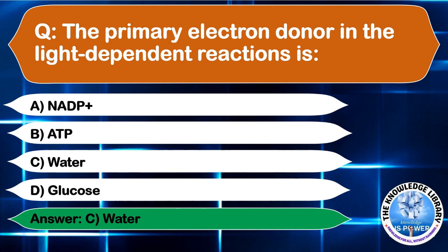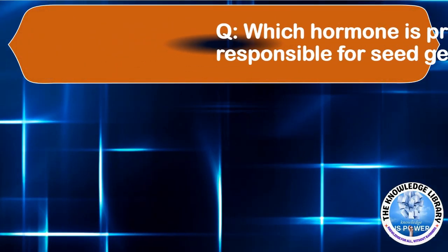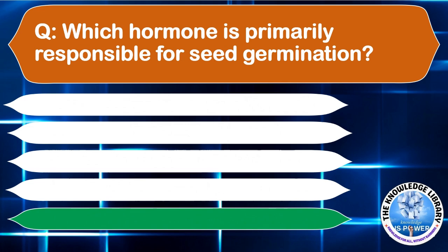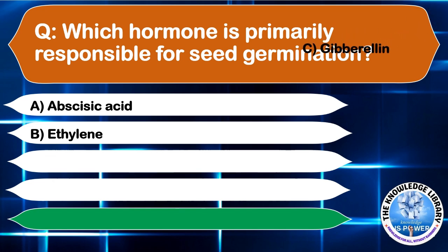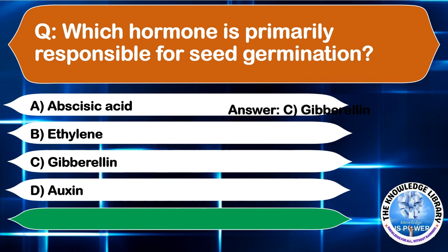Moving to the next question. Which hormone is primarily responsible for seed germination? Option A, abscisic acid. Option B, ethylene. Option C, gibberellin. Or option D, auxin. The correct answer is option C, gibberellin.